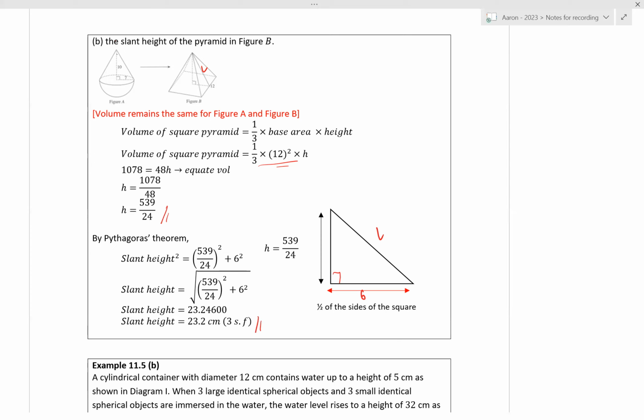So this is another scenario of a question where your figures are recast and they have the same volume.